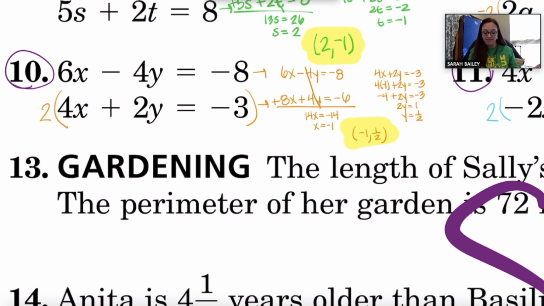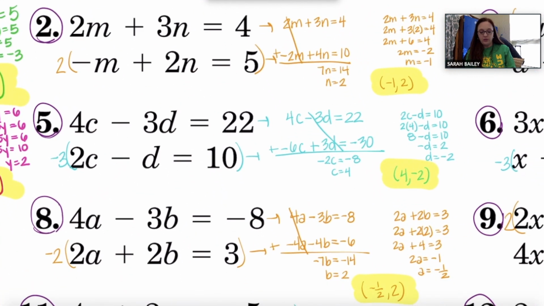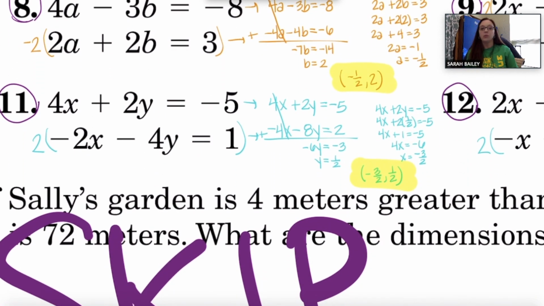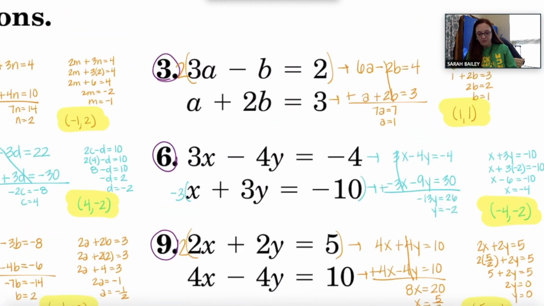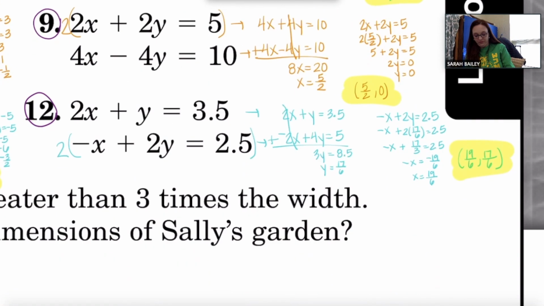So here's number 10. And let's see. There, you should be able to see 2, 5, and 8. There's number 11. And 3, 6, and 9. And number 12.